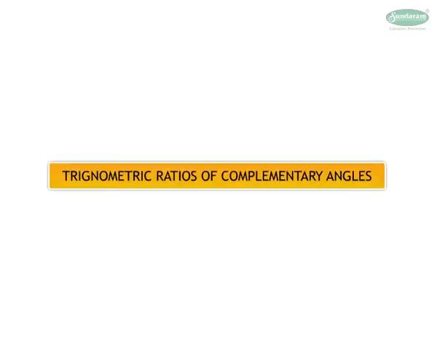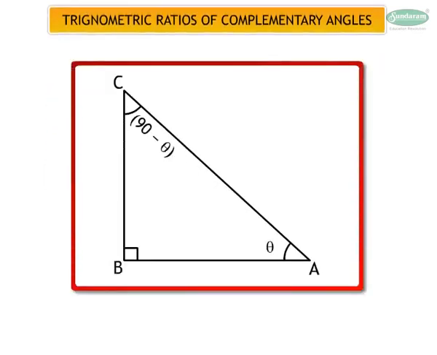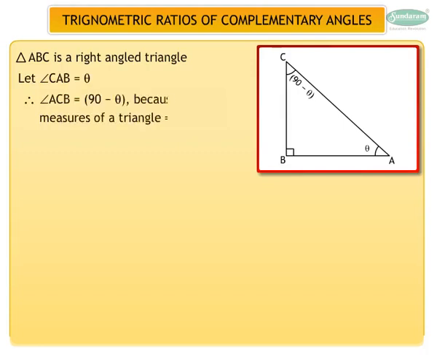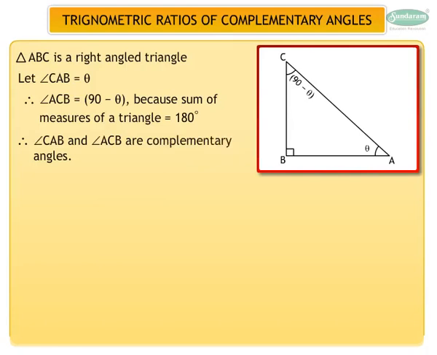Students, next we will discuss in detail the trigonometric ratios of complementary angles. See the figure alongside. Triangle ABC is a right-angled triangle. Let angle CAB be equal to theta. Thus, angle ACB is equal to 90 minus theta, because the sum of the measures of the angles of a triangle is equal to 180 degrees. Therefore, angles CAB and ACB are complementary angles.